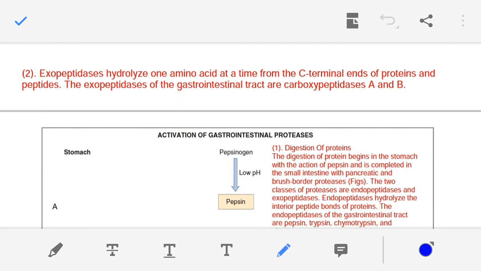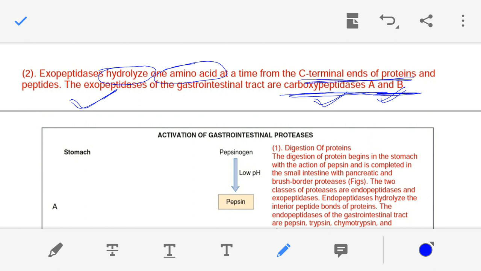Now the exopeptidase. Carboxypeptidase A and carboxypeptidase B, these are the two exopeptidases. And what is the function of carboxypeptidase A and B? So they are hydrolyzing one amino acid from where? From the C-terminal end of the protein.